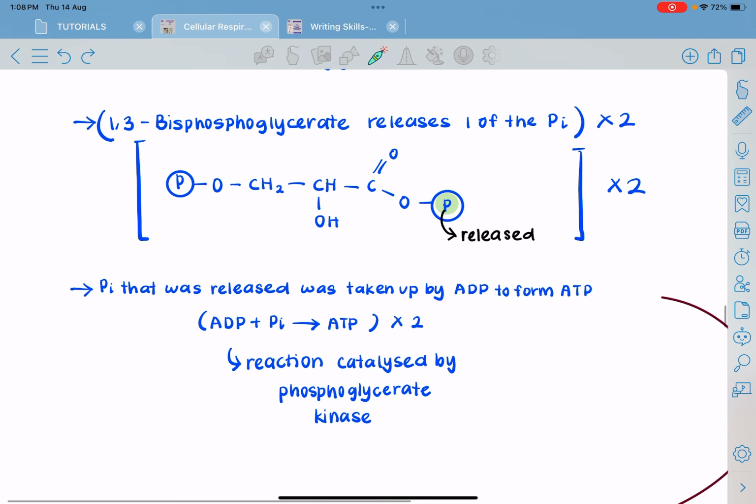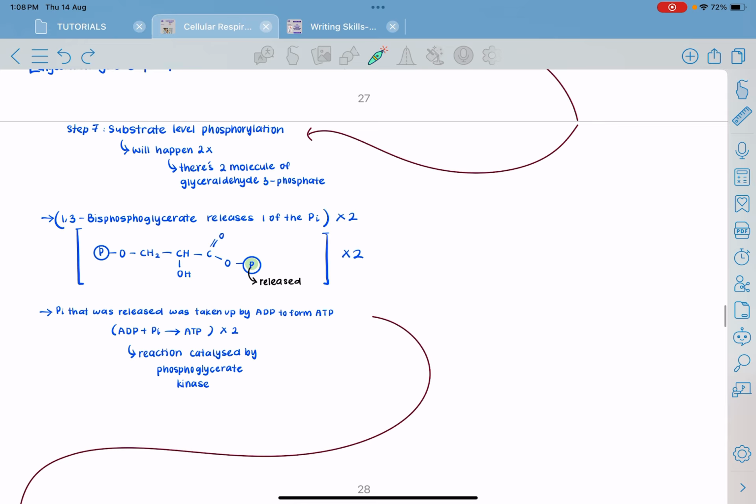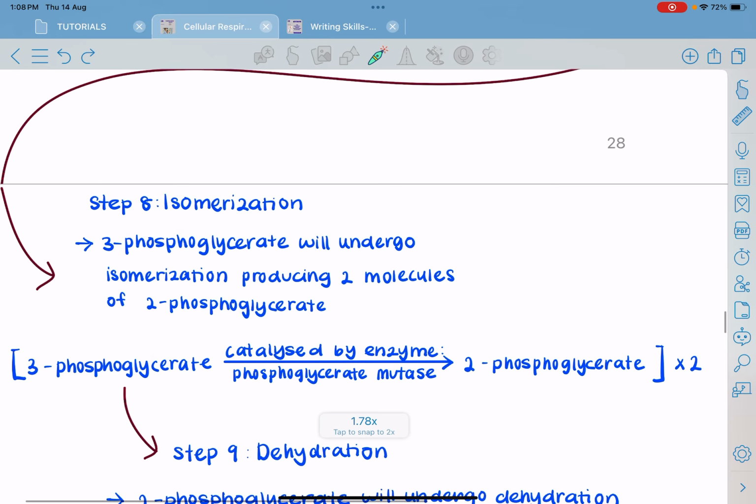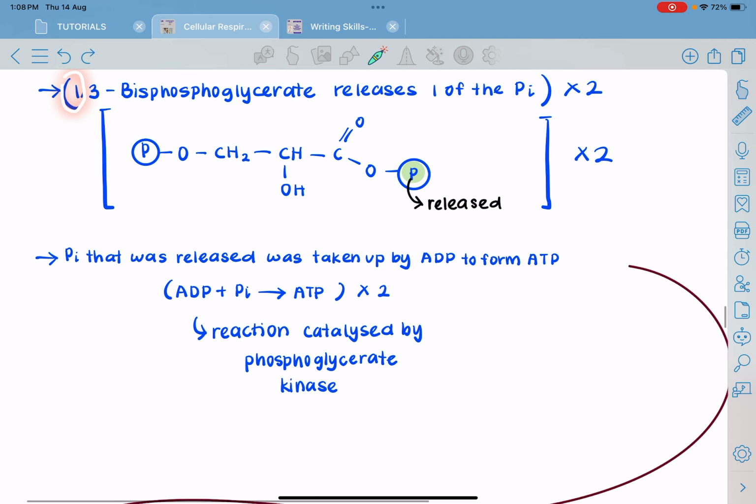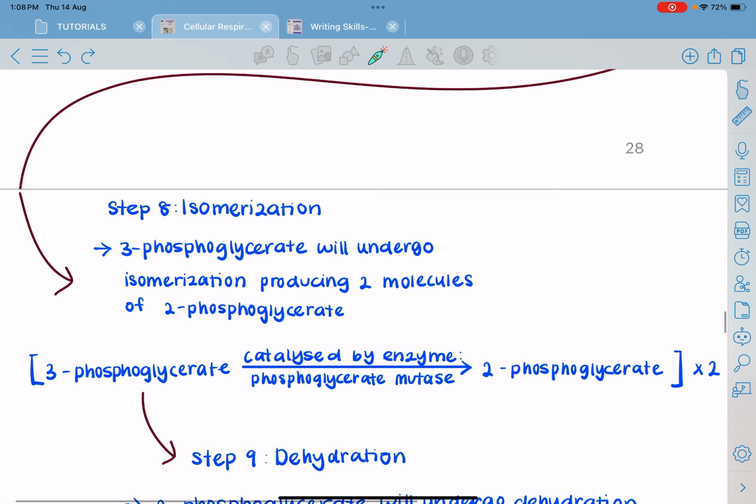And then this one, when it's released, it will be taken up by the ADP to form ATP. This one also happened 2 times. This one happened 2 times. This one also happened 2 times. So the reaction is catalyzed by phosphoglycerate kinase. This one also settled. We go to this one. So right now, you remove 1, you have 3 left. That's why this happened at 3.